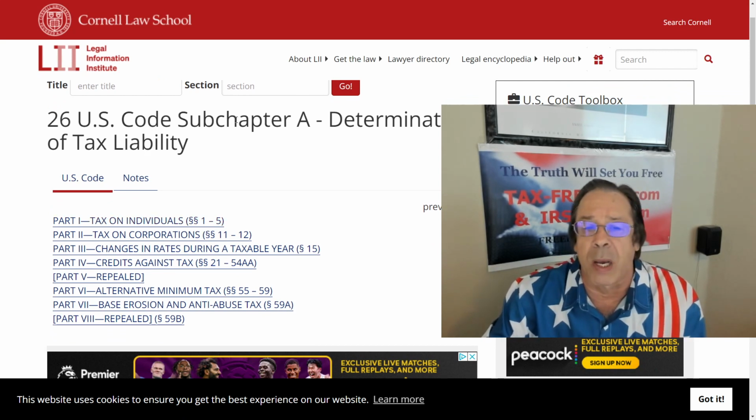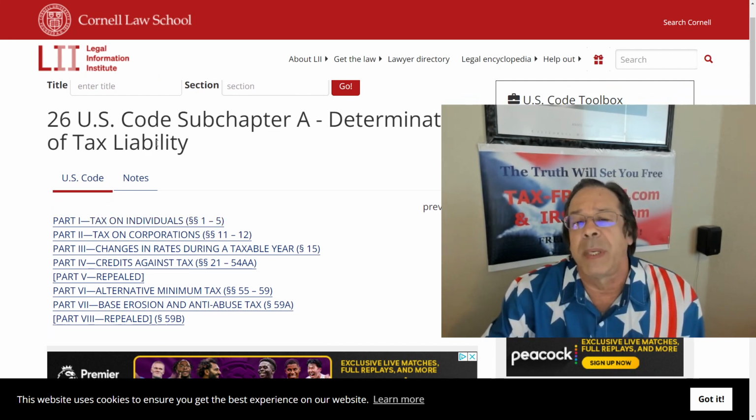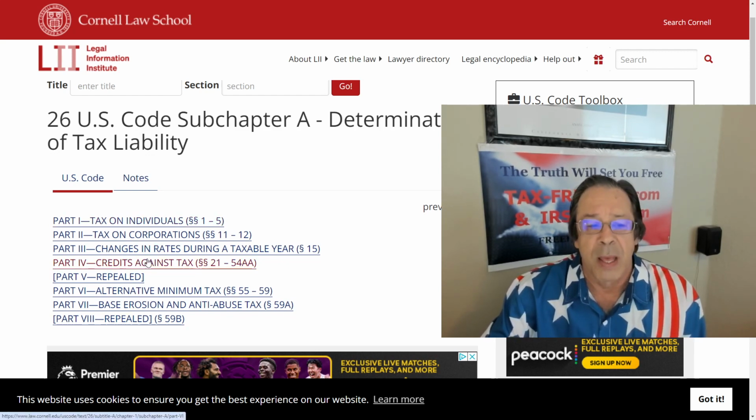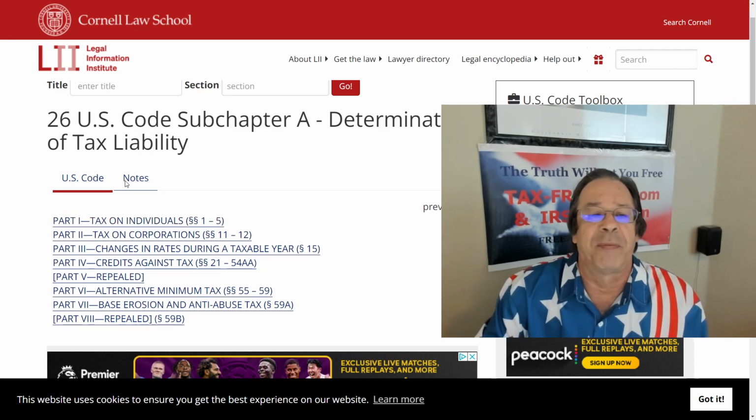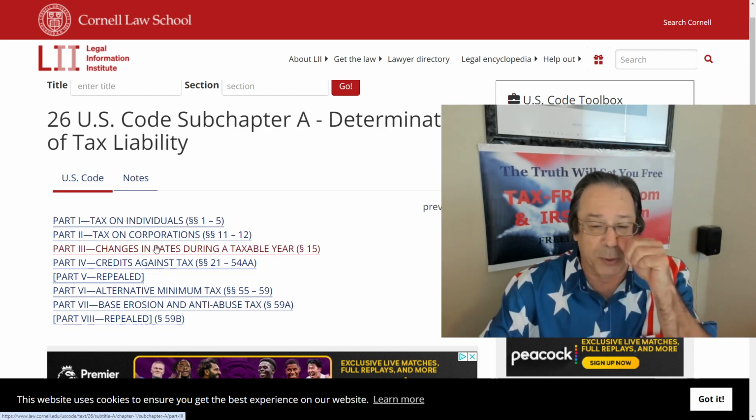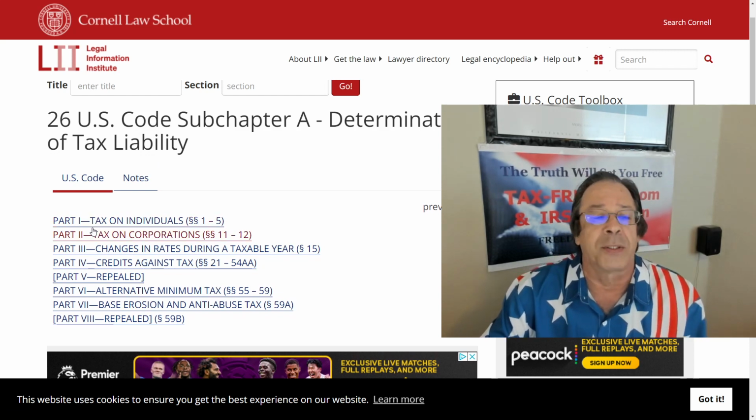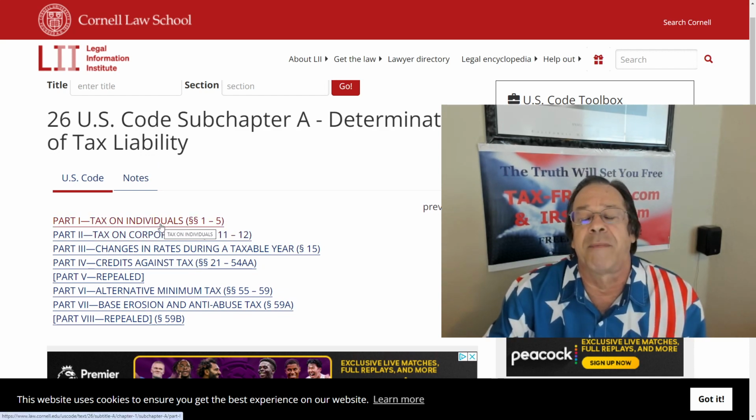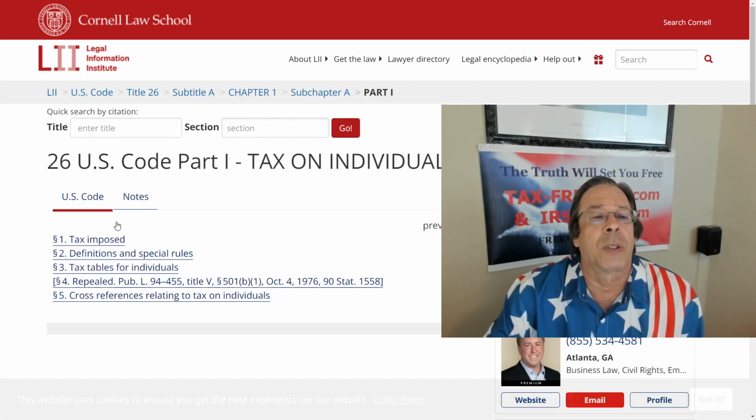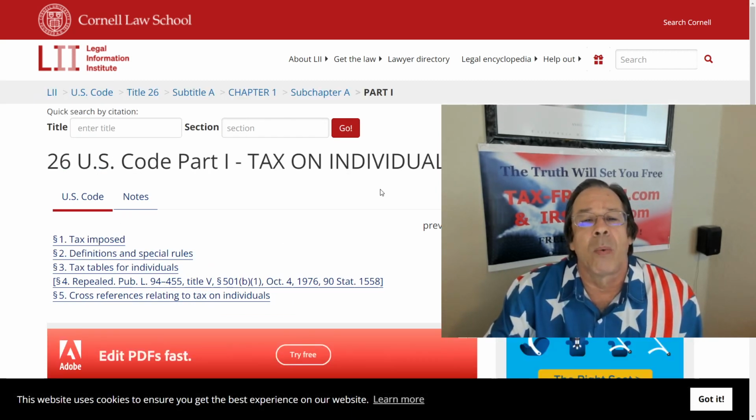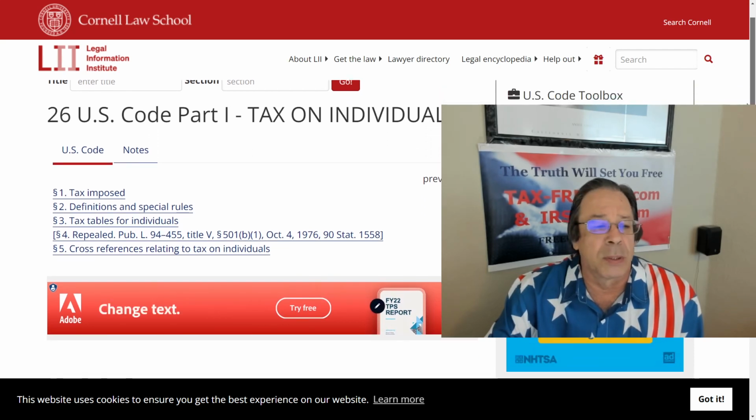Now, it's important to know that these titles mean absolutely nothing in the law. It says determination of liability, but it's only the statutes that actually do that, not the title of the entire group of them that was put together to organize it in the law. It's only the words in the statutes that have legal authority. Now, Part 1 is the tax on individuals. Here we are, Part 1, tax on individuals.